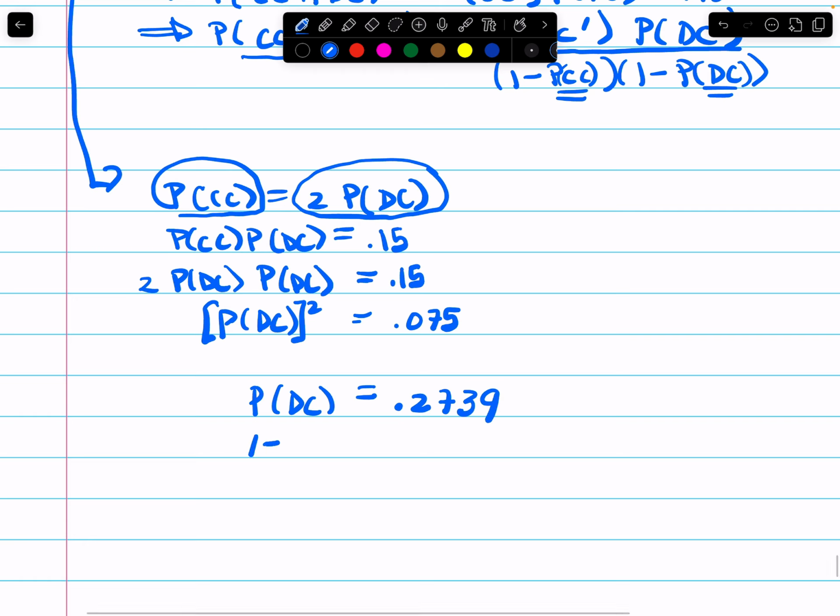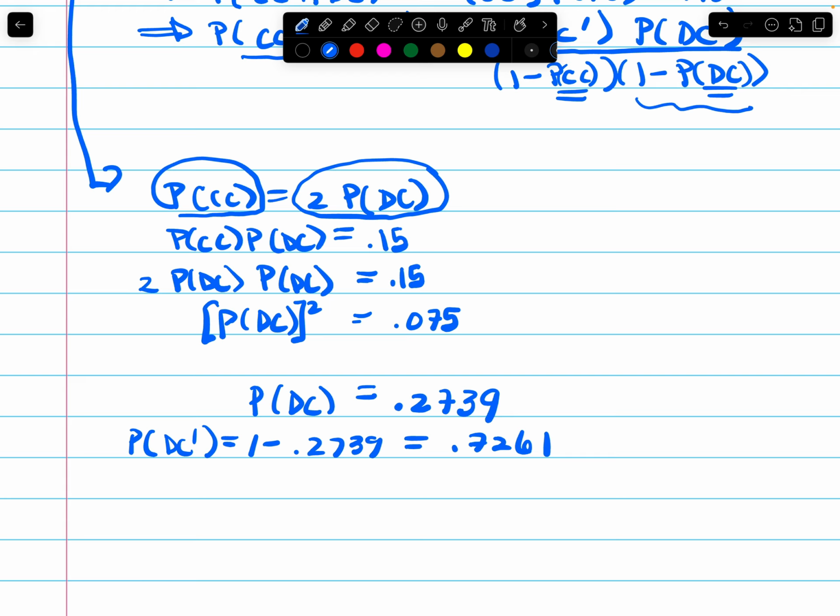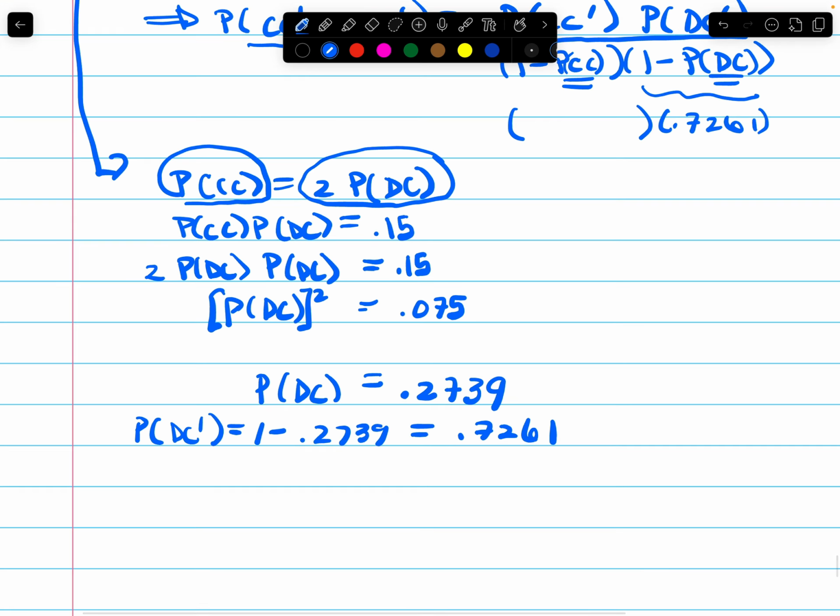This means 1 minus that, so 1 minus 0.2739 is equal to 0.7261. Okay, so that is P of not DC. All right, so we know one piece of this right here. That's going to be 0.7261. We now have to find not CC.